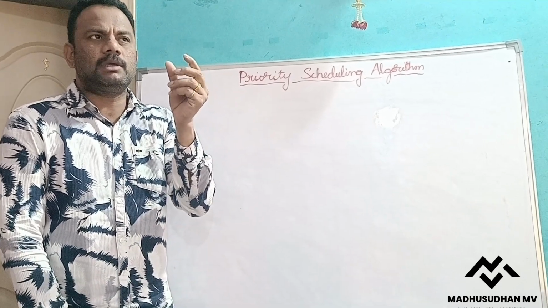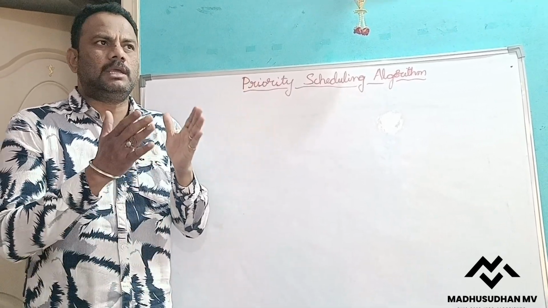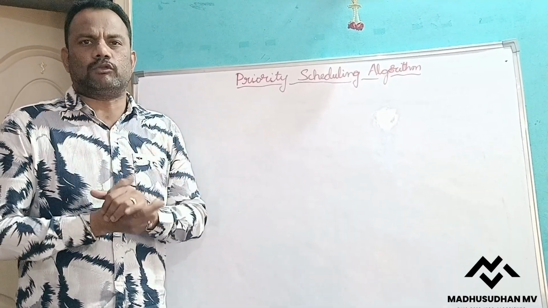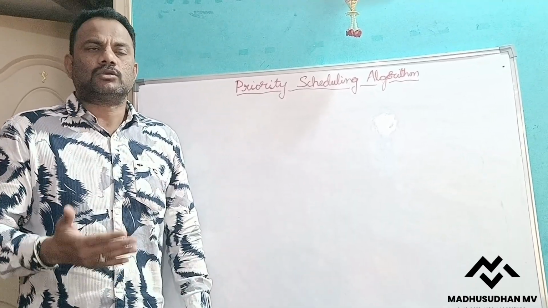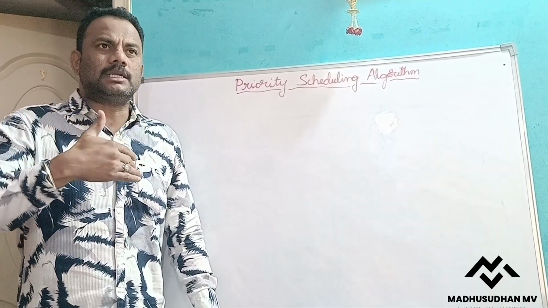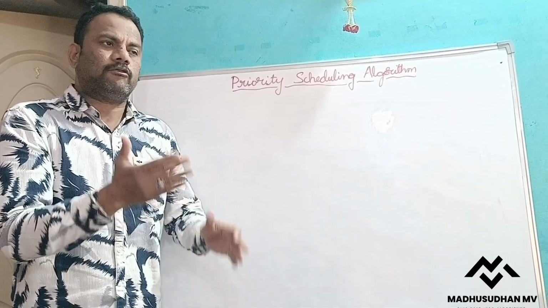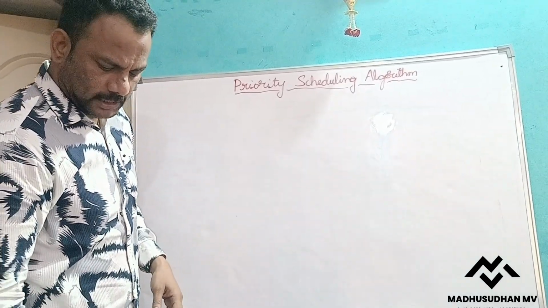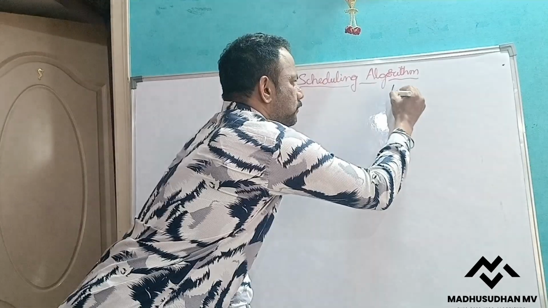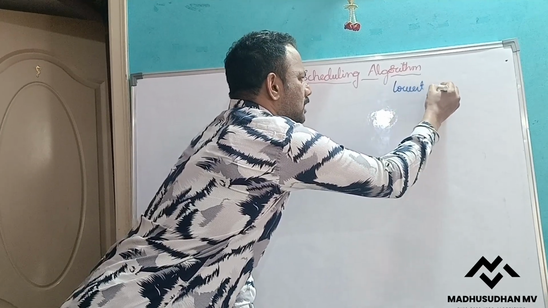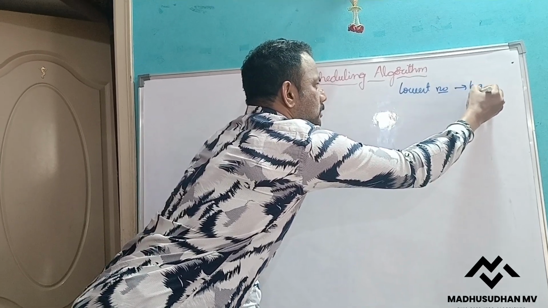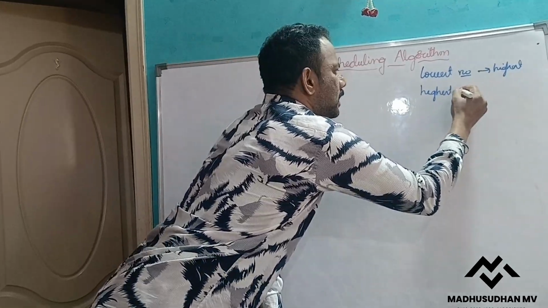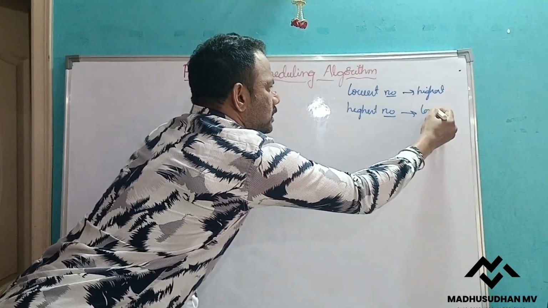Priority means we are giving importance. That means when we want to execute many processes, which process to execute first, which process to execute next. So whichever we think is crucial and important, for that we will assign one positive integer. If the positive integer is the lowest number, by convention, the lowest number means highest priority. Highest number means lowest priority.